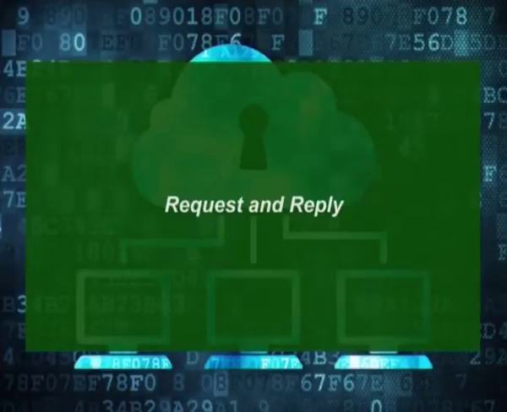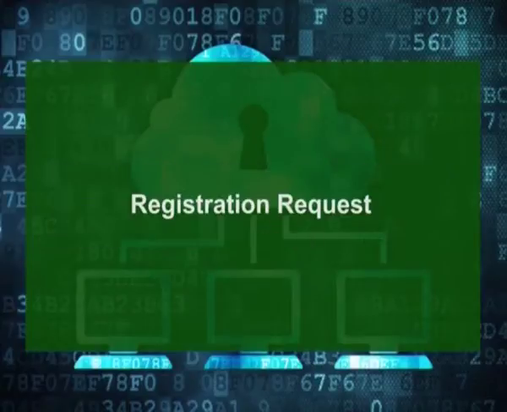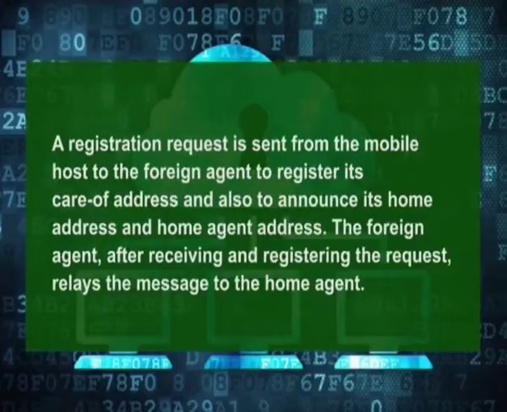Request and reply. To register with the foreign agent and the home agent, the mobile host uses a registration request and a registration reply. Registration request. A registration request is sent from the mobile host to the foreign agent to register its care-of address and also to announce its home address and home agent address. The foreign agent, after receiving and registering the request, relays the message to the home agent. Note that the home agent now knows the address of the foreign agent because the IP packet that is used for relaying has the IP address of the foreign agent as the source address.